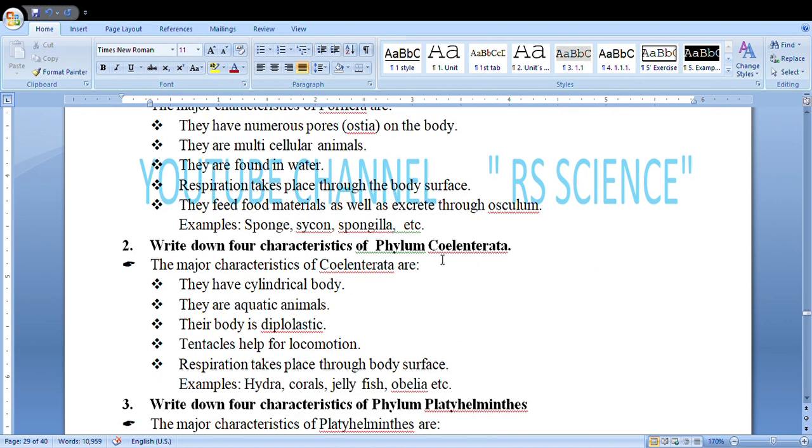Characteristic features of Coelenterata. The major characteristics of Coelenterata are they have cylindrical, round and elongated body, and they are aquatic animals found in water. Their body is diploblastic, it means they have two germ layers during embryo stage. For locomotion or movement of body, they have tentacles, finger-like projections. They respire through body surface. Example: hydra, coral, jellyfish, obelia, etc.